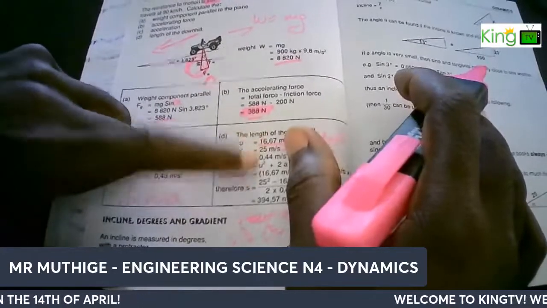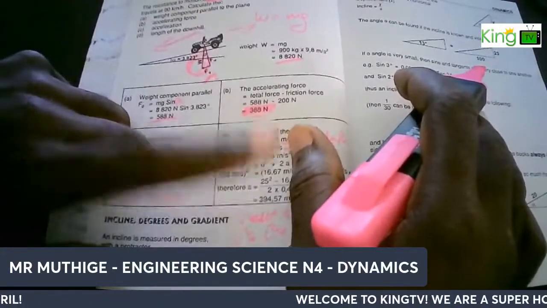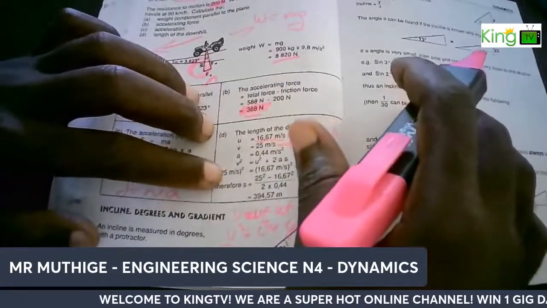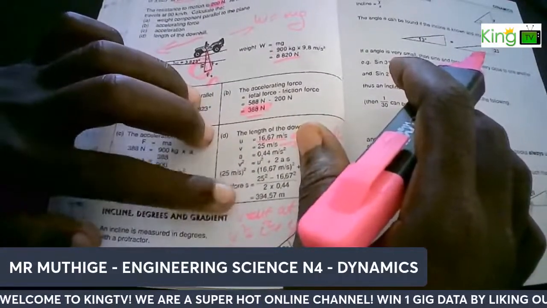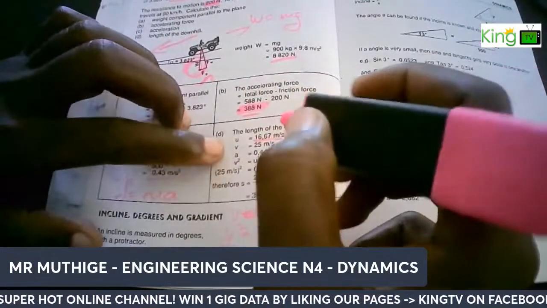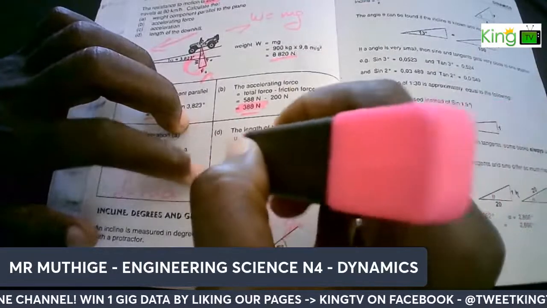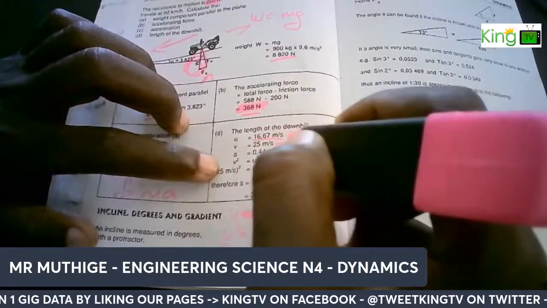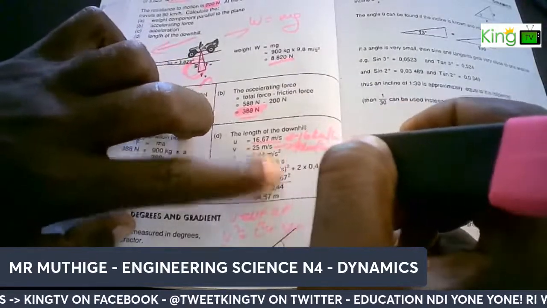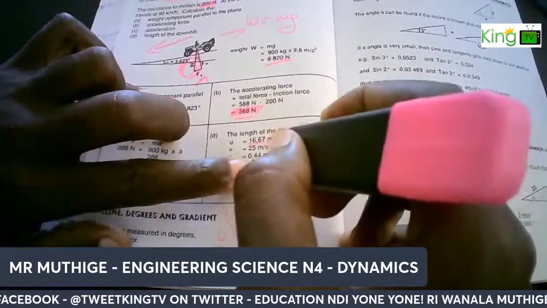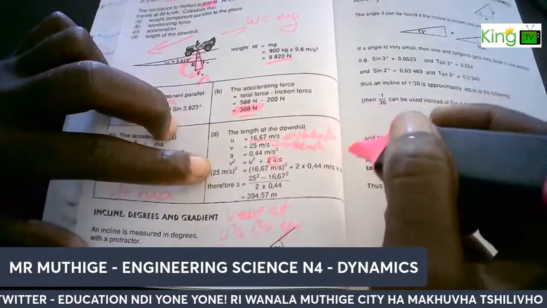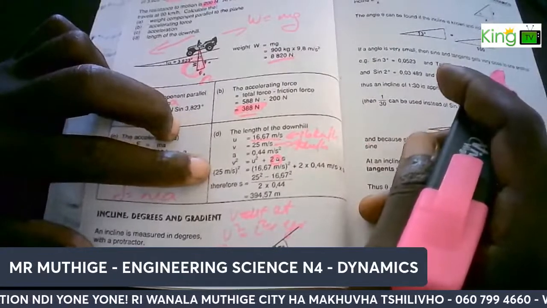To understand this, you must make a lot of mistakes in the classroom, with me, so that when you go to the test you are not at the mercy of the questions. Next thing, V squared is U squared plus 2AS. The final velocity is 25, and the initial is 16.67, plus 2 times the acceleration times the S that is unknown. Now, my question is, why didn't we use the G here, on the A? Why do we use an A?